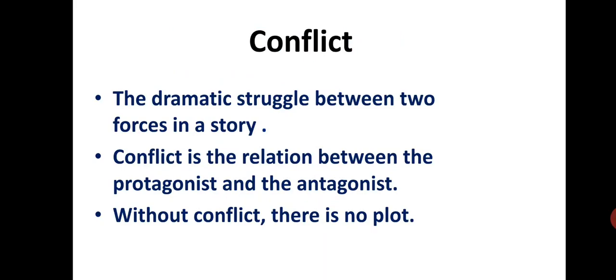Conflict is the relation between the protagonist and the antagonist. See, the relationship between the protagonist and antagonist can be called the conflict. And you know that protagonist means, in popular terms, we call him the hero, and antagonist is the villain, of course. It is not a very proper term in literature, but in popular terms we call protagonist hero and antagonist a villain. See, without conflict, I have told you earlier, there is no plot.